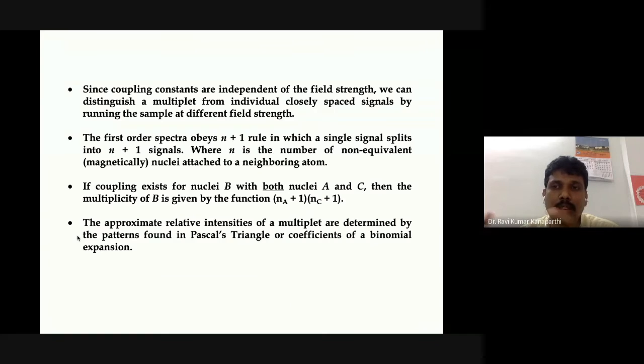So you can multiply n plus 1. Okay, on one side you have one proton, the other side you have three. So 1 plus 3 is 4, and 4 plus 1, that is 5, the number of peaks that you can interpret. So the n plus 1 rule is overall applicable, whereas in the case of a second order spectrum, these types of things are not possible.